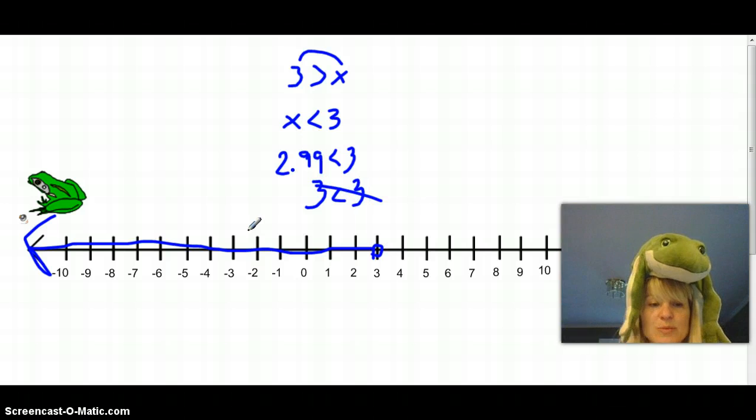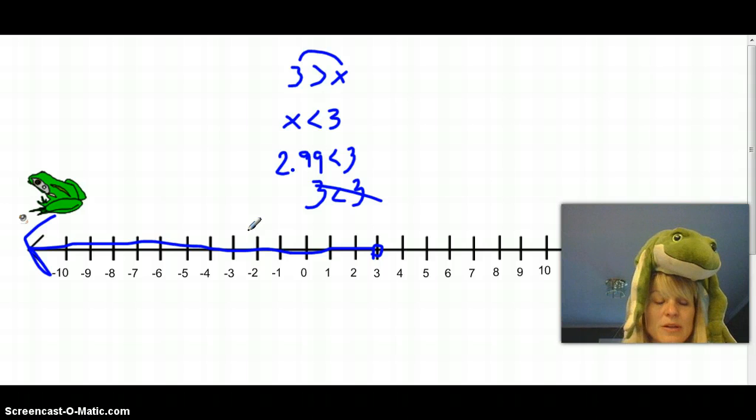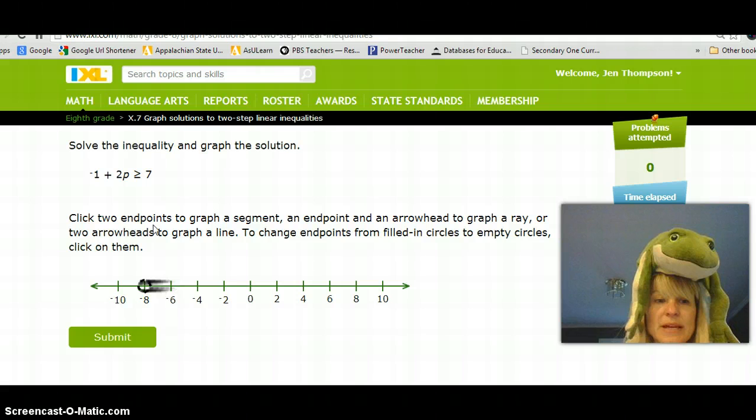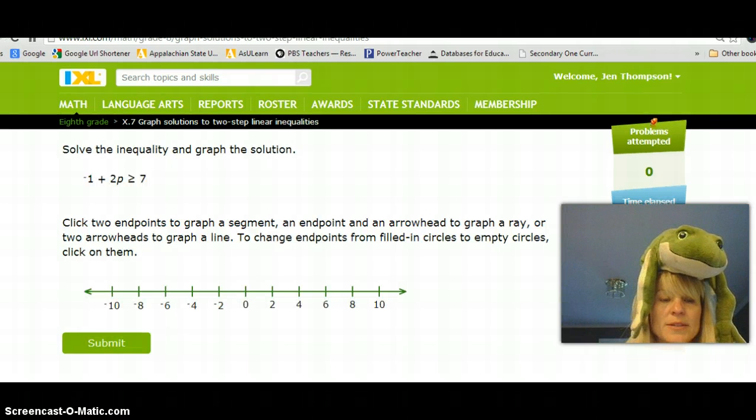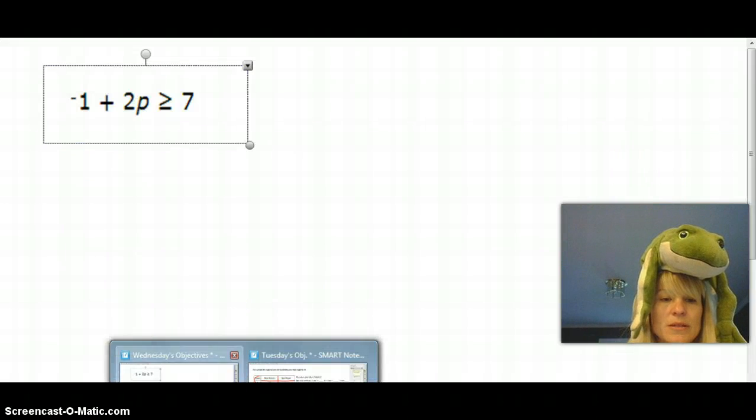Okay, so I think you guys probably got that part. I think it's probably solving the equation part that's an issue. So I just wanted to hit that real quick, and then we're going to look at solving the two-step equations here. All right, so this problem is on the IXL grade 8 X.7. For some reason I can't get my little smartboard stuff on here, so I cut and pasted this. So first of all, we want to solve for p and then graph it on the number line. So I went ahead and just cut and pasted it over here.